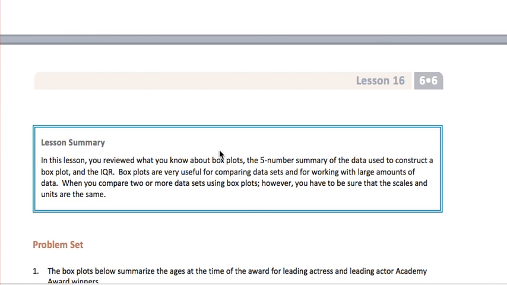In this lesson, you reviewed what you know about box plots, the 5-number summary of the data, and the interquartile range. Box plots are very useful for comparing data sets and for working with large amounts of data. When you compare 2 or more data sets using box plots, however, you have to be sure that the scales and the units are the same.